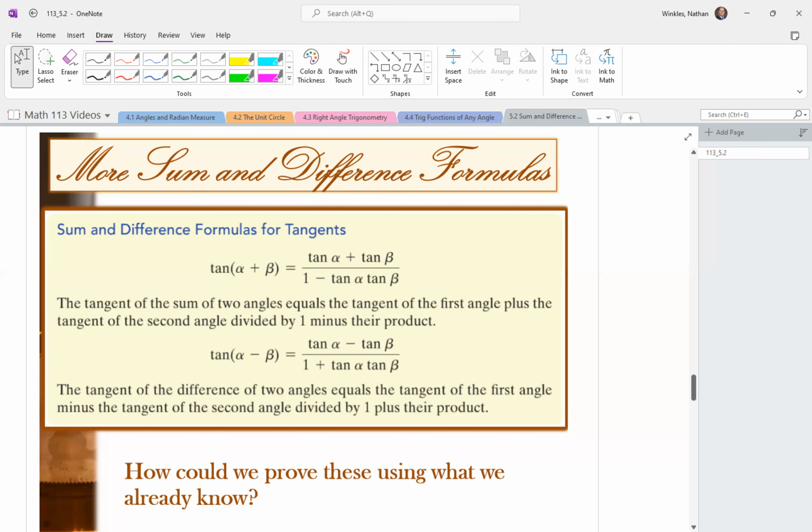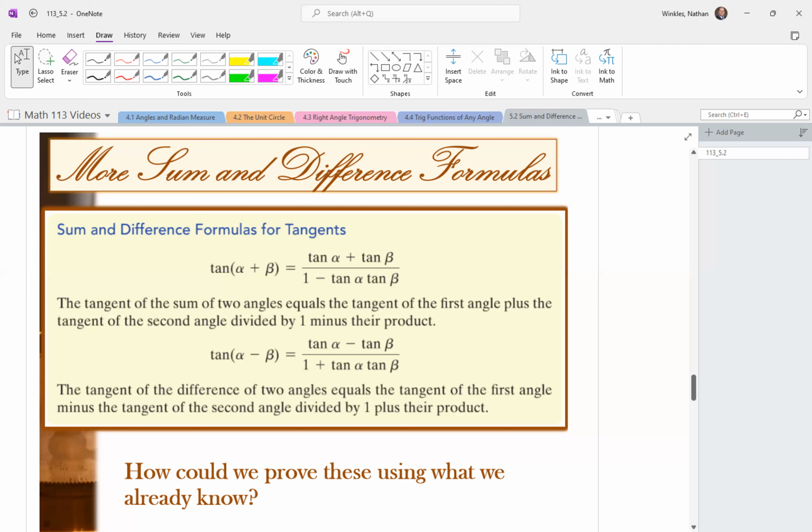Now the question is, how can we prove these knowing what we already know? Well, it's easy. Break tangent down to sine and cosine. If you already know sine of alpha plus beta and cosine of alpha plus beta, divide the two and you know tangent. Same thing with sine alpha minus beta, cosine alpha minus beta. So we already know how we can do it.